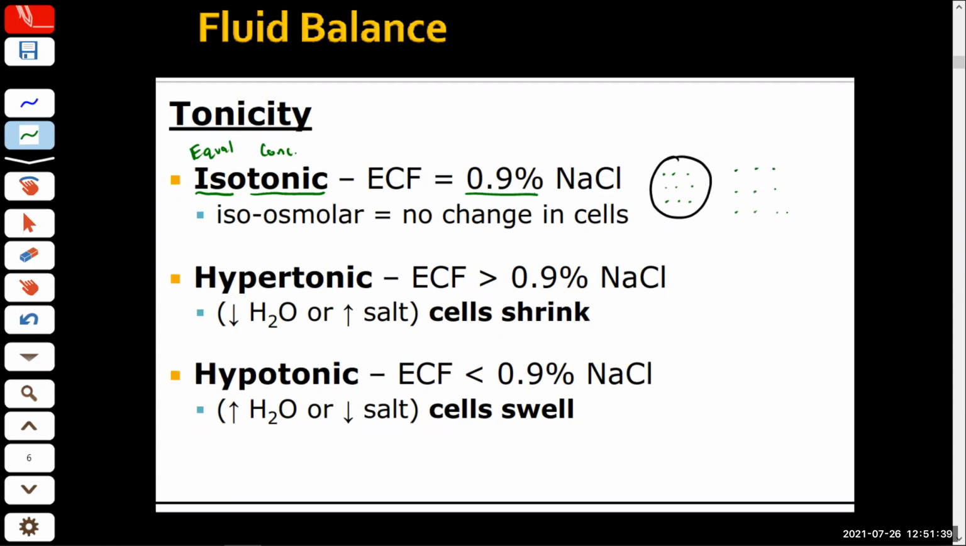Iso equal, okay? That means if one of these sodium molecules pulls a water molecule into the cell, the outside sodium will pull water out of the cell. It's this idea of equal exchange. You got 9 people on this side of the rope, 9 people on that side of the rope. They're playing tug of war. There will be no change in cells.